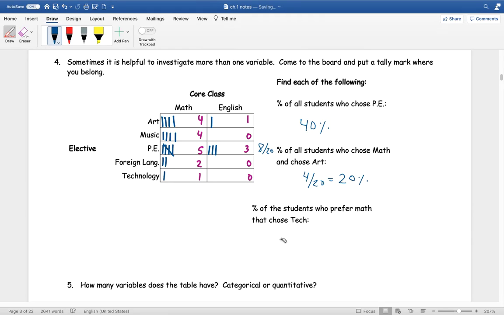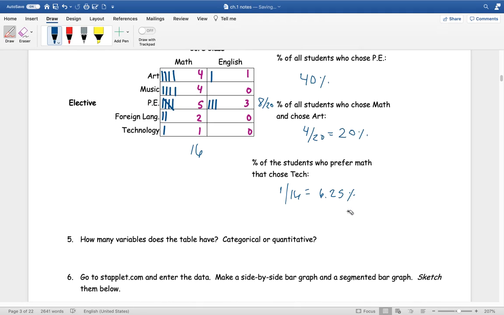So then the last one is the percent of students who prefer math. So let's think, who all prefers math? Let's count those up. We have 4, 8, 13, 15, 16 students that prefer math. Okay. And then that chose technology out of that 16. So I have 1 divided by 16, and that gives me, I think, 6.25%.